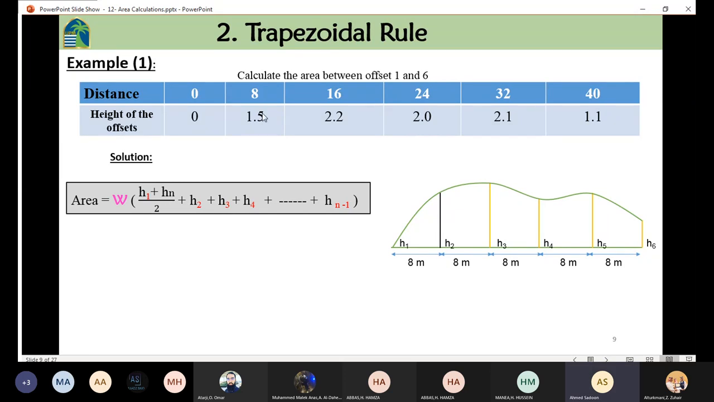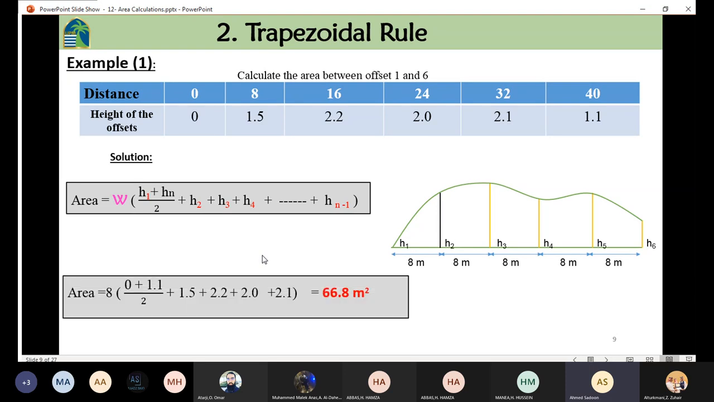H2, here I have H2. Here is going to be H3, H4, and H5. So Hn minus 1 is going to be H5. Like we mentioned earlier, Hn minus 1 represents the offset next to the last offset. So now I'm going to plug in the numbers. Here the value of H1, the value of W, the value of Hn, and here the values of H2, H3, H4, and H5. And the area came out to be 66.8 meters squared.